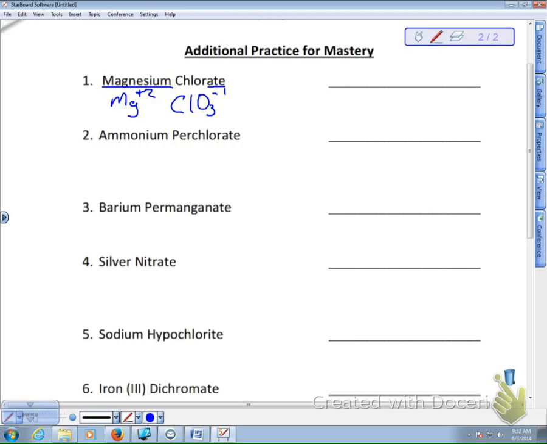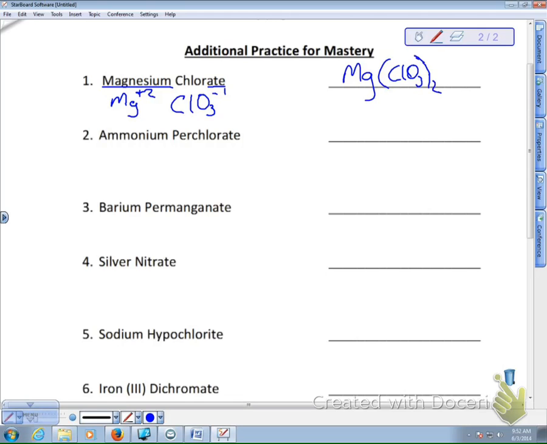So now I'm actually looking at my 2 ions. Putting them together is fairly easy. The common multiple is going to be 2, so this is going to be Mg, and I'll need 2 of the chlorates. So Mg(ClO3)2. Why don't you do number 2 right now? Hit pause, and then we can check our answers.